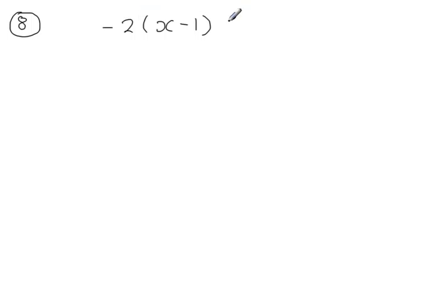Multiplying out the brackets here. So minus 2x minus 2. We know they're not equal because minus 2 times minus 1 does not give you minus 2. Minus 2 times minus 1 gives you plus 2.